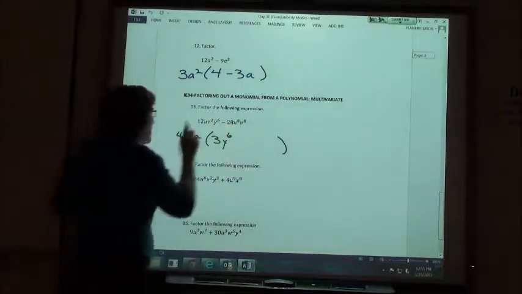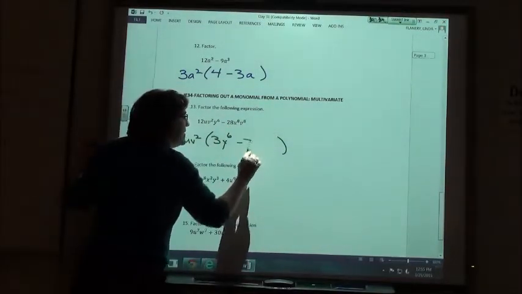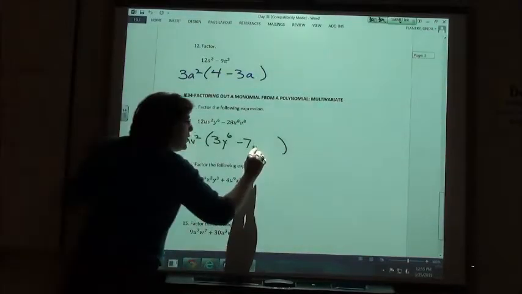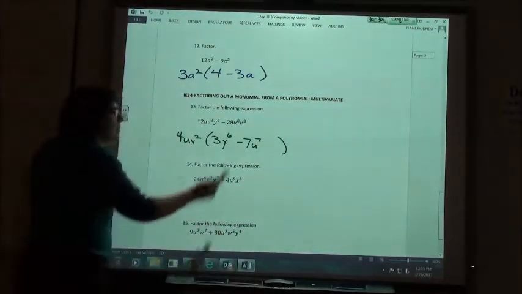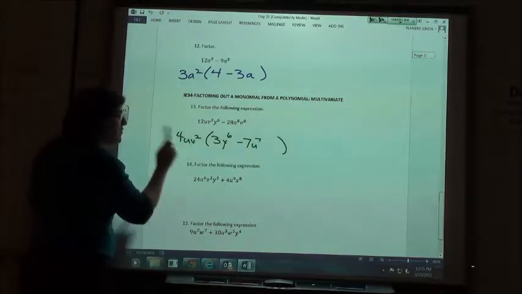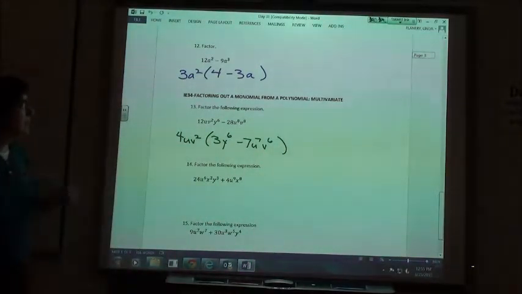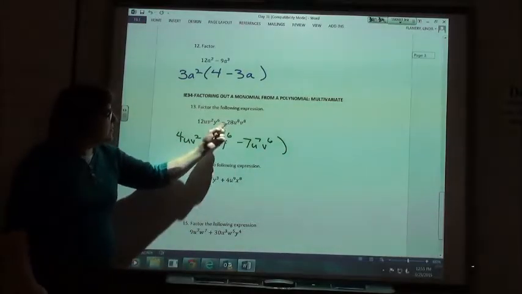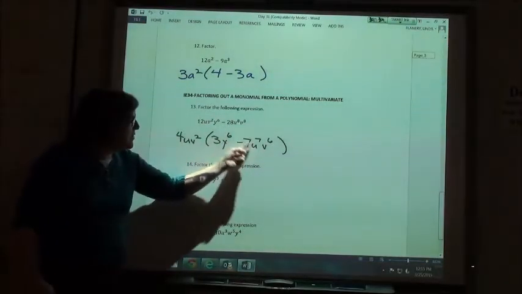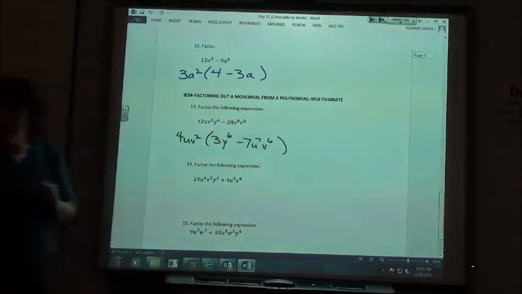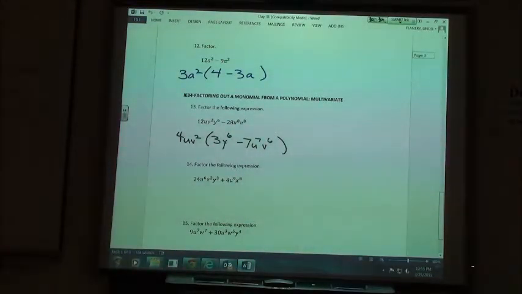And then negative 28 divided by 4 would be negative 7. U to the 8th, I took out one of my u's, so that'd leave me a u to the 7th. V to the 8th, I took out a v squared, so that'd leave me a v to the 6th. 4 times negative 7 is negative 28. U times u to the 7th is u to the 8th, and v squared times v to the 6th is v to the 8th. So I subtract my exponents.